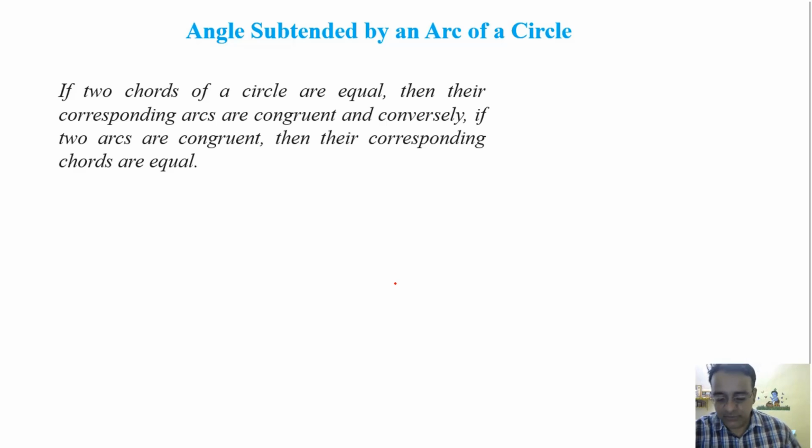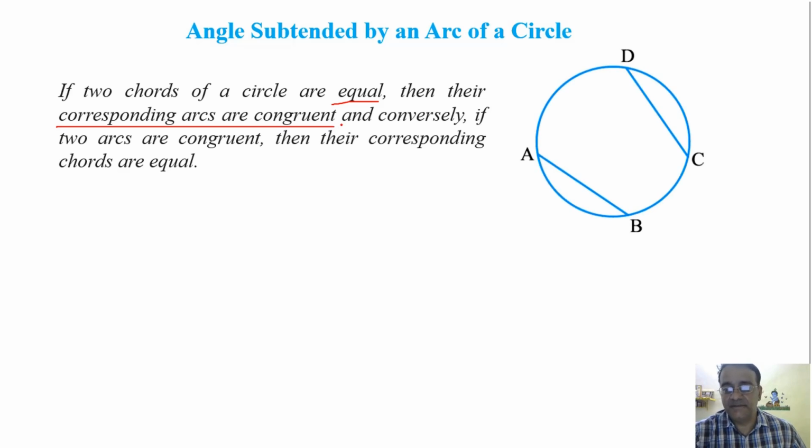Okay. Now we'll move towards the angle subtended by an arc of a circle. If two chords of a circle are equal, then their corresponding arcs are congruent. Conversely, if two arcs are congruent, then their corresponding chords are equal. See, if AB is equal to CD, then the length of this arc is equal to the length of this arc. Conversely, if the lengths of arcs are equal, then the corresponding chords are equal. Clear?